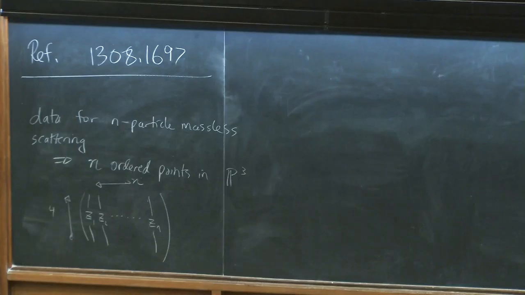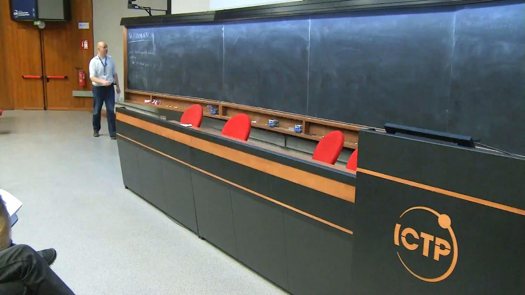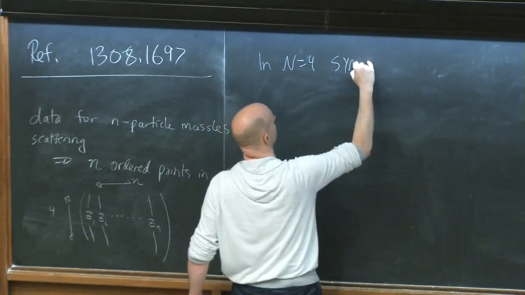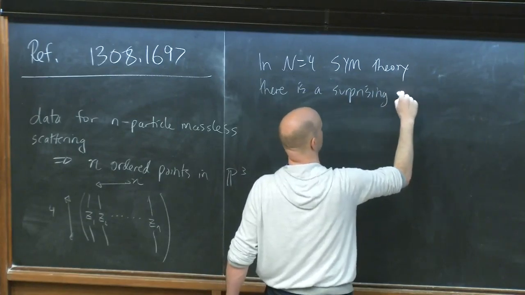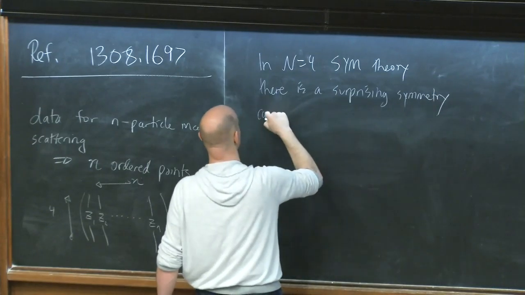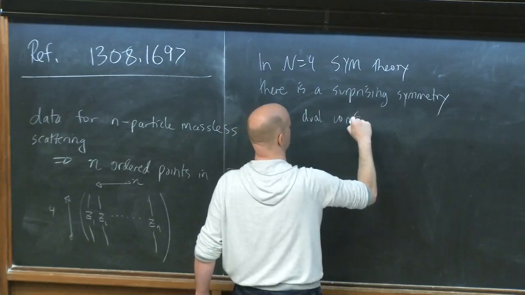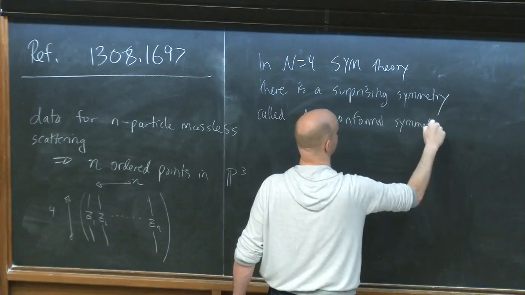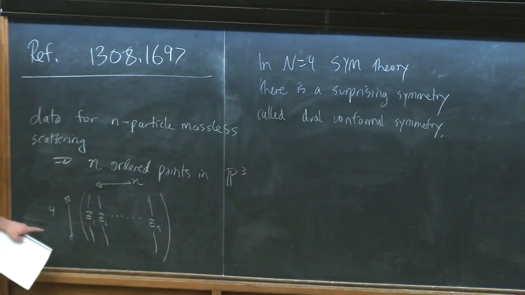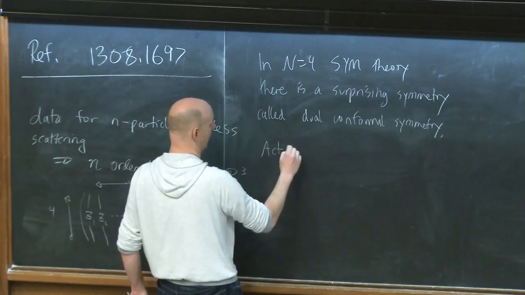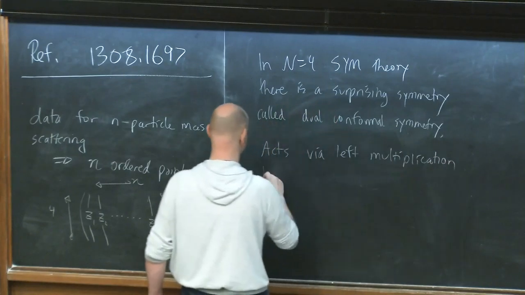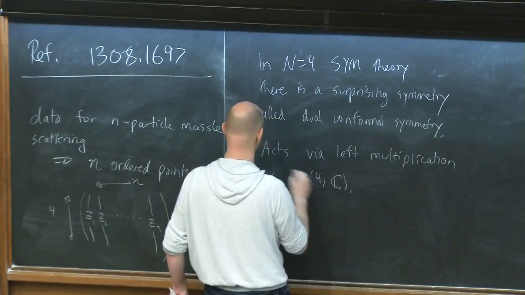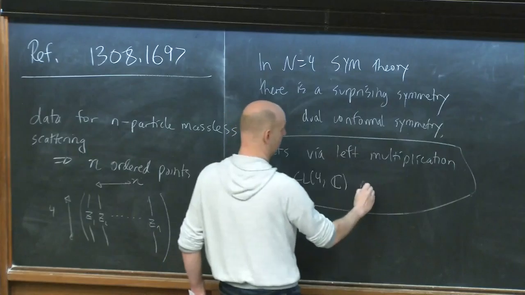Now, while you can do this for any massless quantum field theory, something very special happens in particular quantum field theories, in particular N=4 super Yang-Mills theory. There is a surprising symmetry called dual conformal invariance. This amounts to a symmetry that acts via left multiplication by GL4 on the Z matrix.